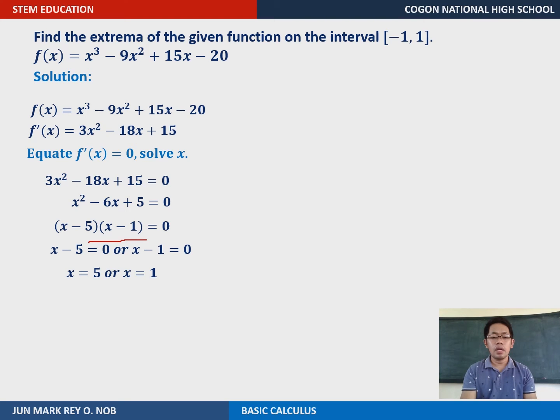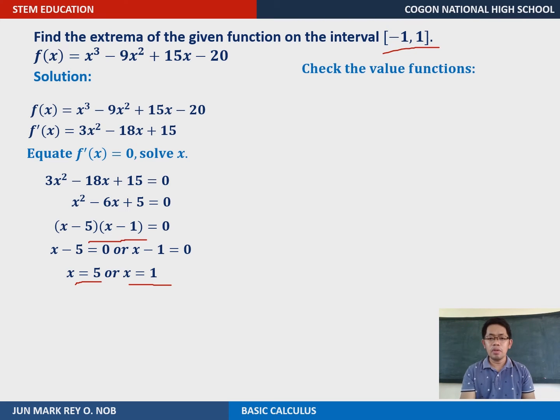However, is x equal to 5 part of the given interval? Well, obviously 5 is not part of the given closed interval. Therefore 5 is not a critical number to be considered. What about the other number? What about x is equal to 1? Is it part of the given closed interval? Obviously it's part, and indeed it's actually the upper limit of the given interval.